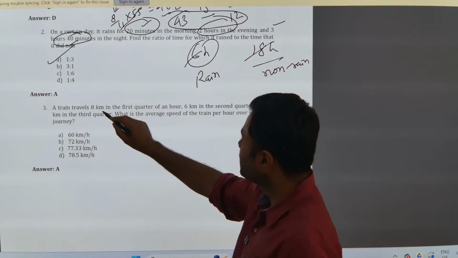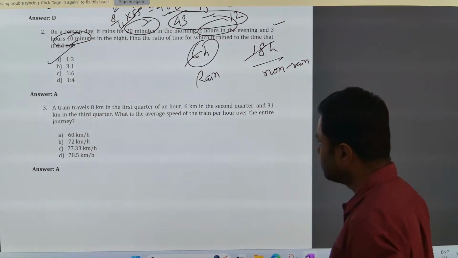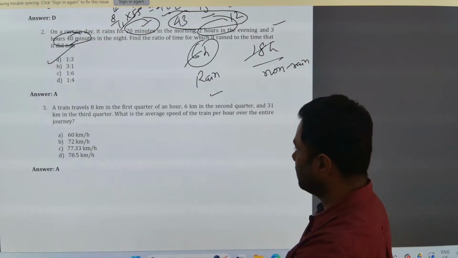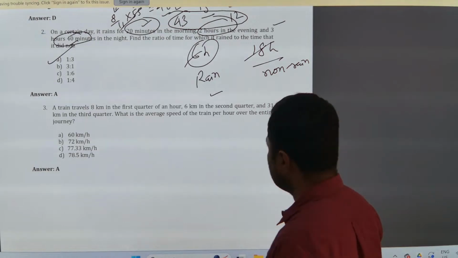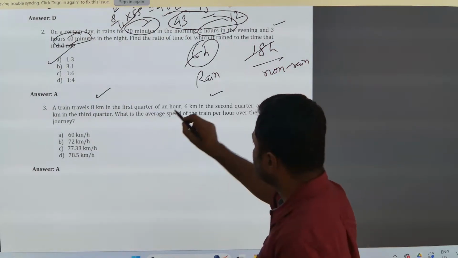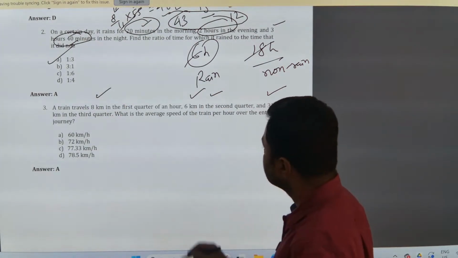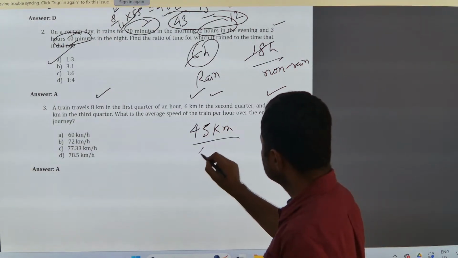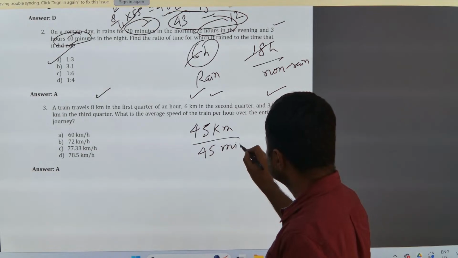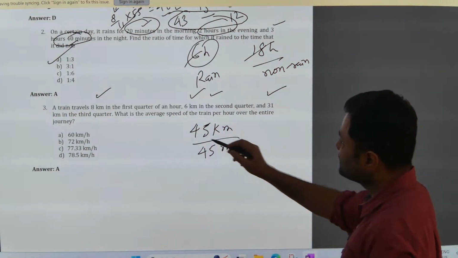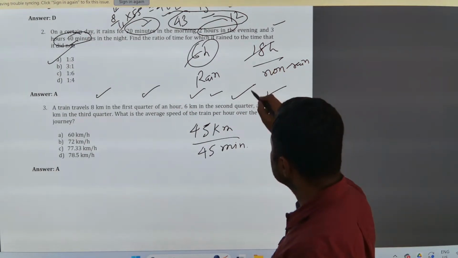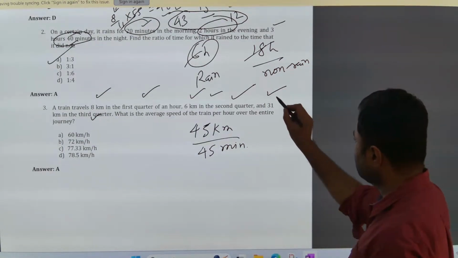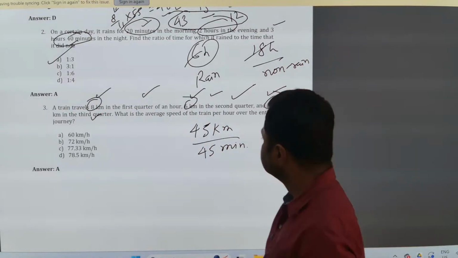A train travels 8 km in the first quarter of an hour, means first 15 minutes, 6 km in the second quarter and 31 km in the third quarter. What is the average speed of the train per hour? So this train traveled 8 km, 6 km and 31 km. That means 45 km in 45 minutes. Right? First 15 minutes, first quarter, second quarter, and third quarter. So in 45 minutes, the train traveled 45 kilometers, 31 plus 6 plus 8.